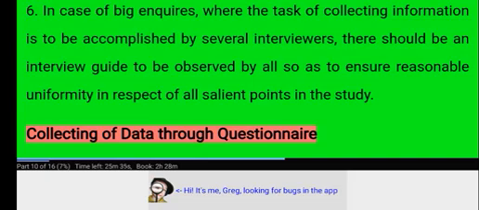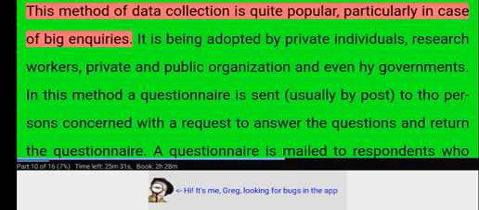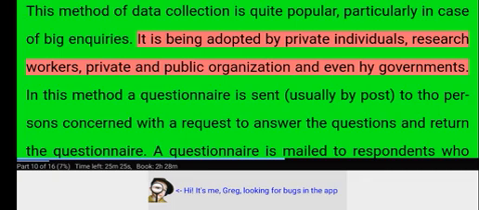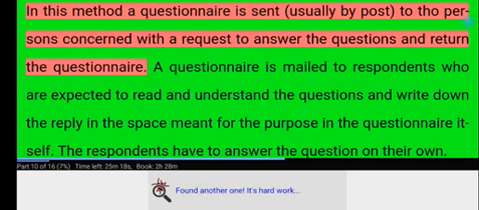Collecting of data through questionnaire. This method of data collection is quite popular, particularly in case of big inquiries. It is being adopted by private individuals, research workers, private and public organizations and even governments. In this method a questionnaire is sent, usually by post, to those persons concerned with a request to answer the questions and return the questionnaire.